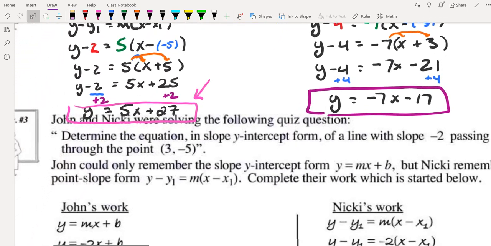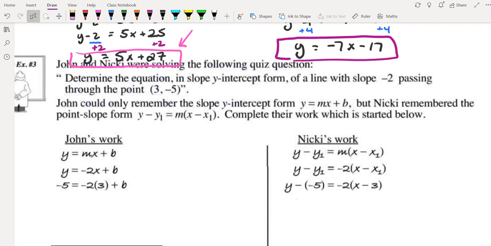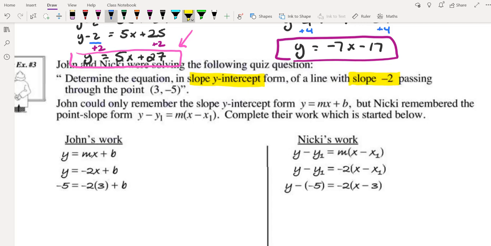In the next question here, we have John and Nikki, both been given the same quiz. And in the quiz, they want the equation of a line in slope y-intercept form. That's the y equals mx plus b. And they say you're given a line with a slope of negative 2, which means our m value is equal to negative 2, and it passes through the point 3, negative 5.